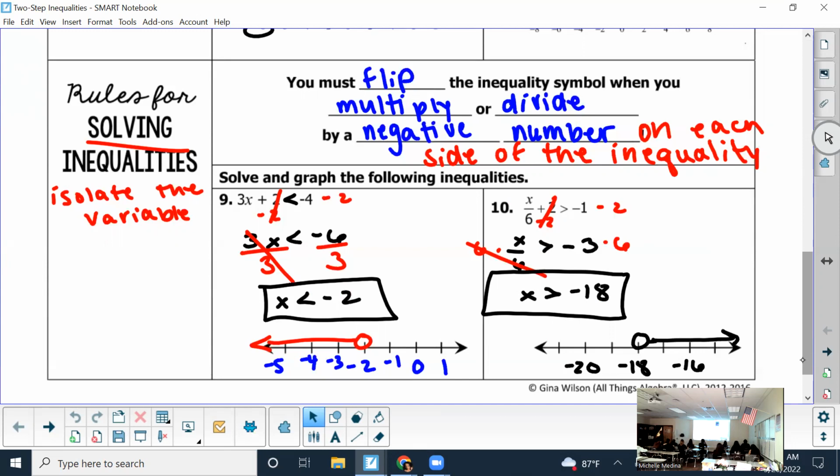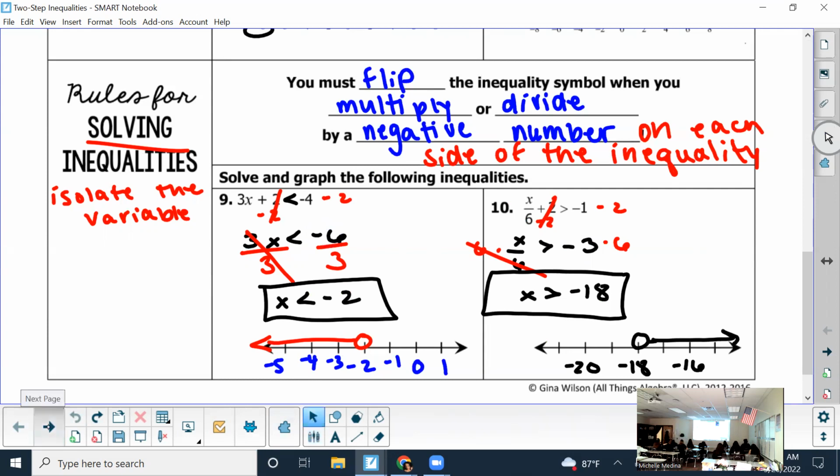So really it is no different from the equation, except for the fact that it's an inequality symbol. You just bring down the inequality symbol like an equal sign, and you only flip it when you multiply or divide a negative on each side of the symbol. So it doesn't matter, like in these first two equations, that there was a negative here. It would have to be done on both sides to count. So that's why we did not flip the symbol in there. Questions on that part?